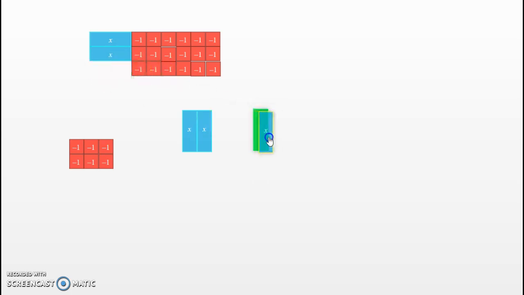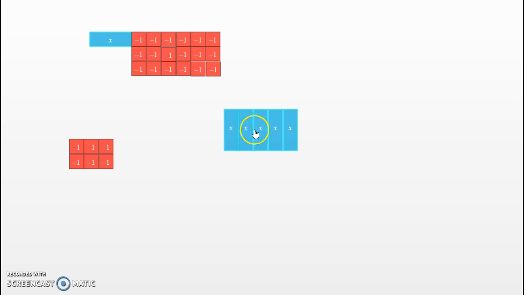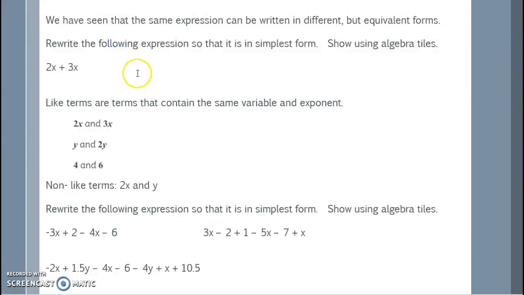important. So if we have 2x and we add 3 more x, I see that all together I have 1, 2, 3, 4, 5 x's. So this is equal to 5x.